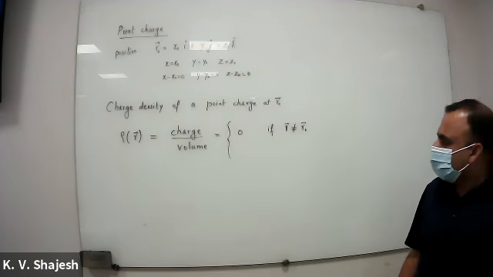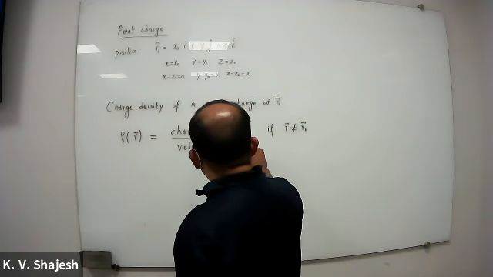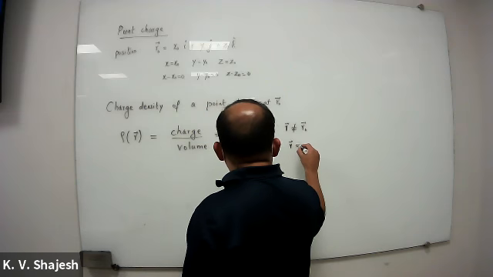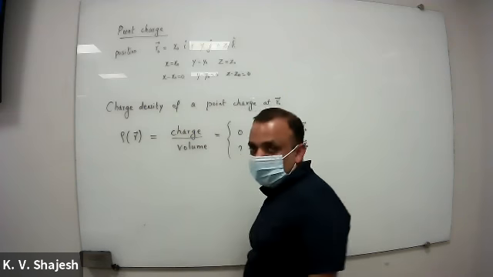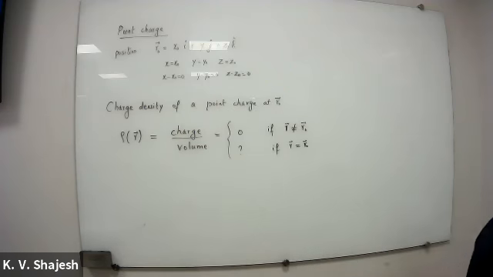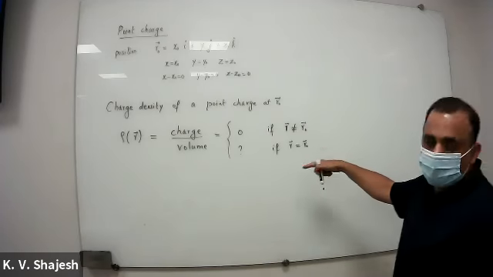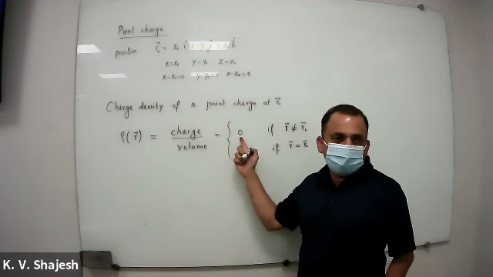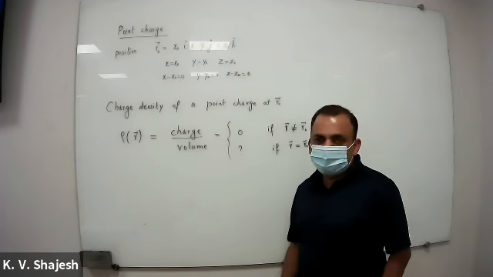Right? And then we have to say what this is equal to if R is equal to R naught. There are only two possibilities. Either you're talking about the charge density at R equal to R naught, or you're away from it. But whatever it is, it is 0 outside, and it is something that is not equal to 0 at that point.